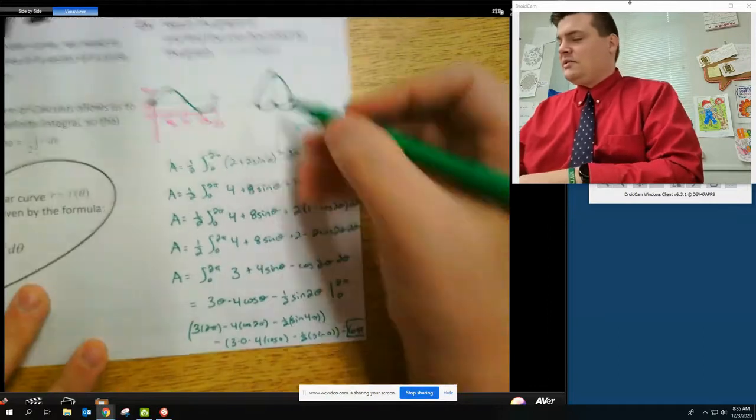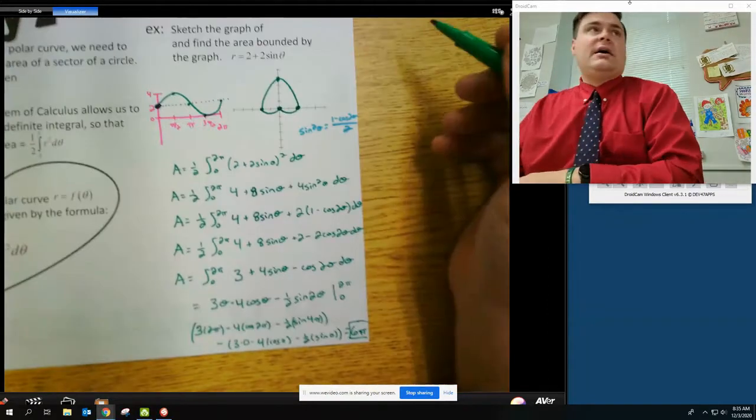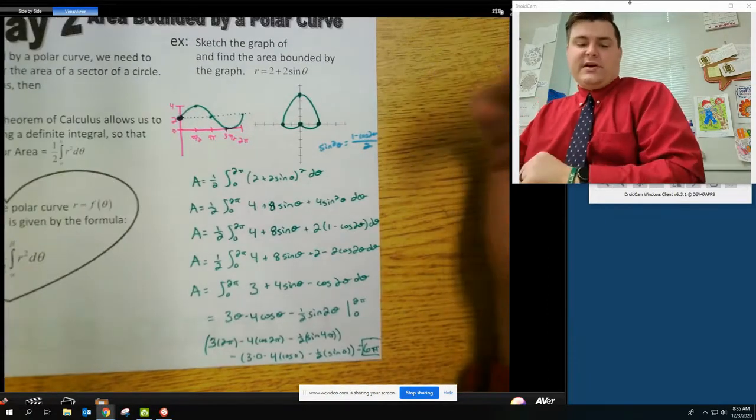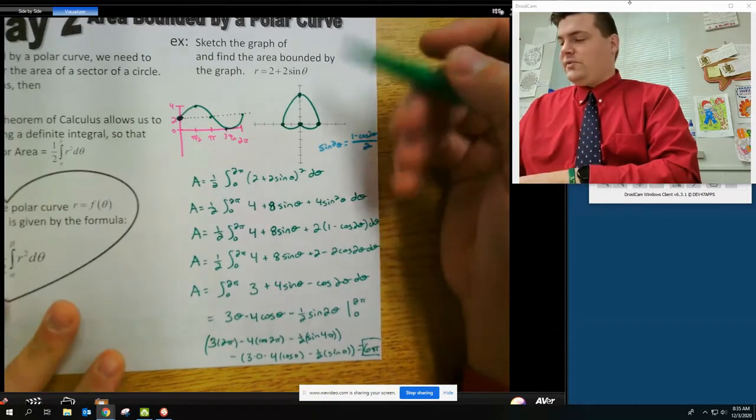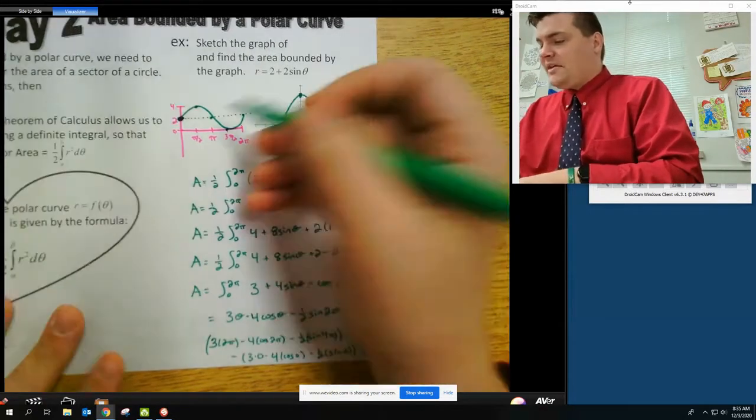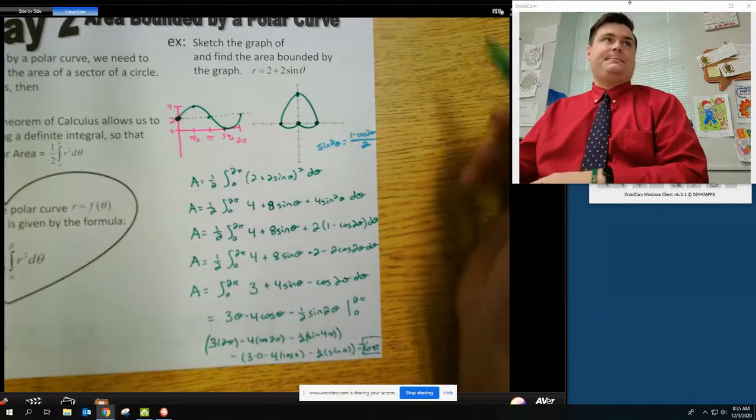Again, you have to know how to sketch this so you know what your bounds are. And we're about to do 2 examples where the sketching really will lead us to figure out that it's not always going to be from 0 to 2 pi. Okay?